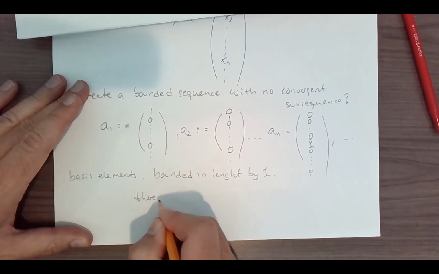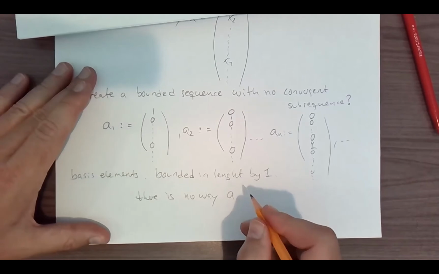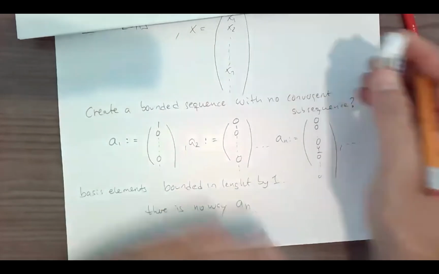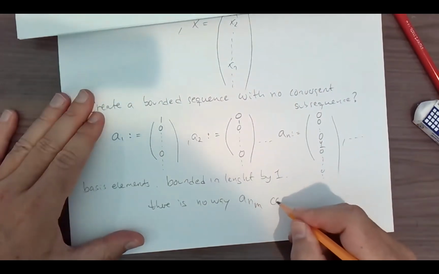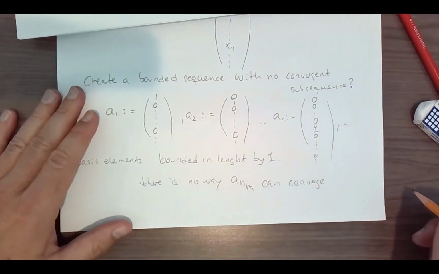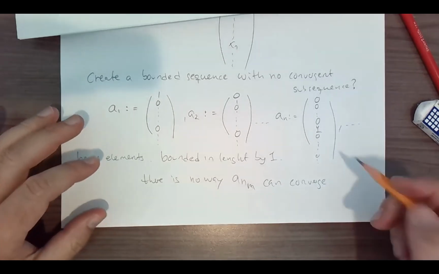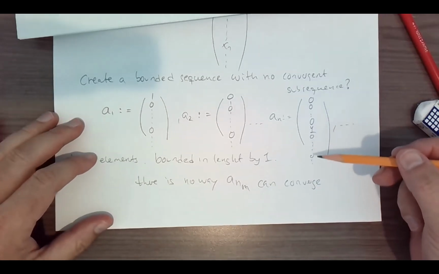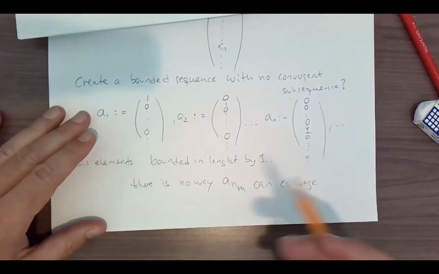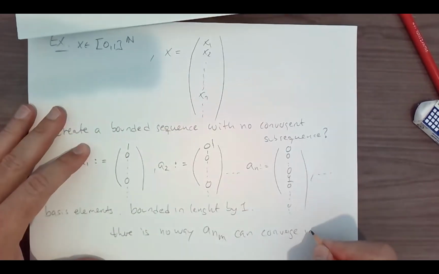If I look at A_n_k, there's just no way that this thing can converge. The problem is that this 1 keeps getting pushed out. As you move out in the sequence, this 1 just keeps getting pushed further and further and further, and there's nowhere for it to converge inside the space.